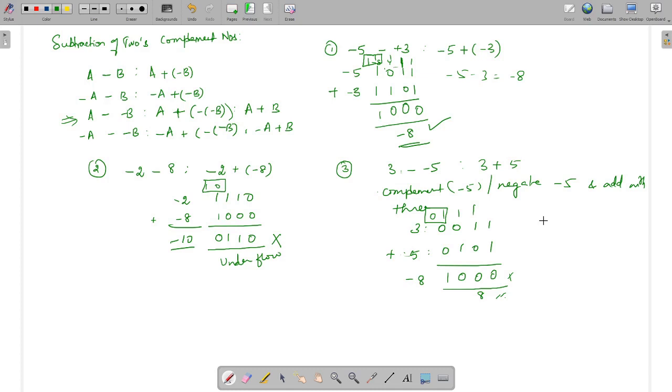So that is all about addition and subtraction of 2's complement numbers. Multiplication of binary numbers in the next video.